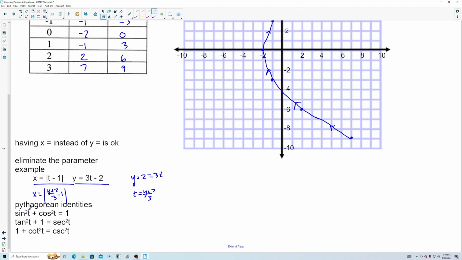Some of the Pythagorean identities: sine squared plus cosine squared equals 1. If you divide this by cosine squared, you get tangent squared plus 1, and 1 over cosine squared is secant squared. If you divide this by sine squared, this is the 1. Cosine squared over sine squared is cotangent squared, and 1 over sine squared is cosecant squared. So those are your Pythagorean identities as a little reminder.